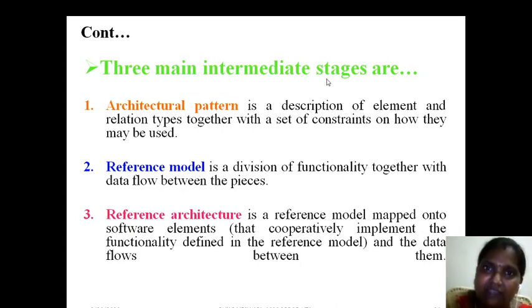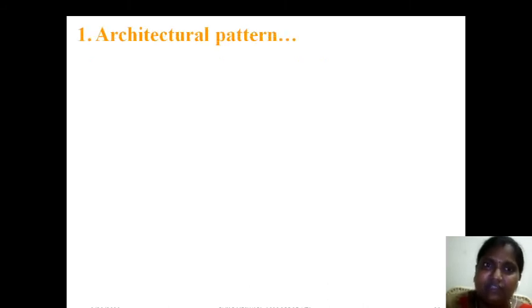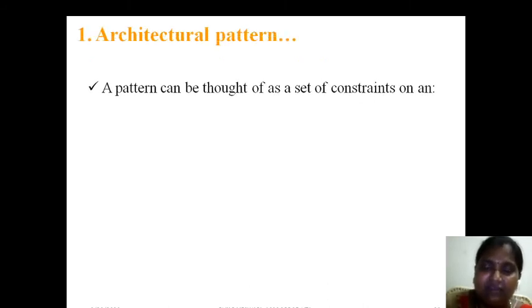I repeat. From top to bottom, architecture has 3 stages. One is the pattern, identifying the elements or the description of the elements and their relations. Then the reference model, division of functionalities together with data flow between the pieces, that is, the elements. And what is the reference architecture? It is a model mapped onto the software elements: how one element is going to relate to another, and their function. I will explain one by one clearly.